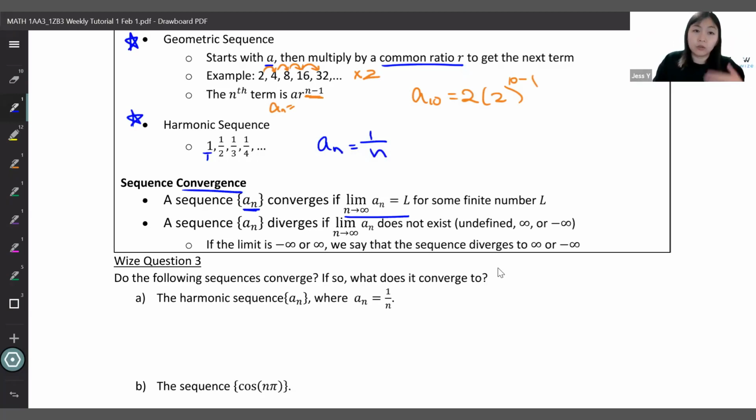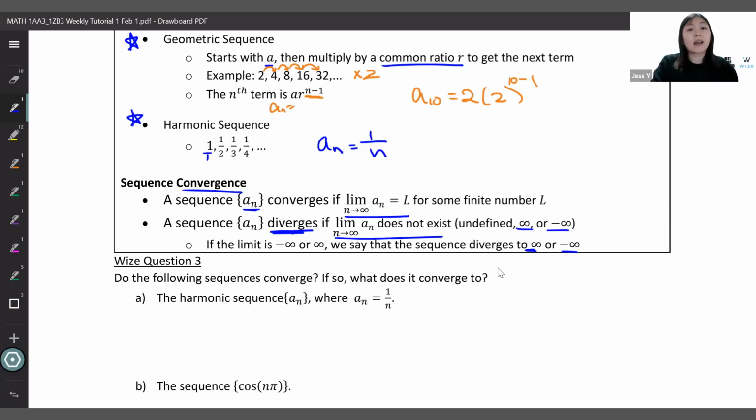And the opposite is true. If the sequence diverges, that means that the limit doesn't exist. So that could mean that I'm not approaching a single number. So let's say the terms bounce back and forth between -2, +2, -2, +2. If that happens, then it doesn't converge to a single number, then it diverges. It can also go to infinity. If the limit of each term goes to either positive or negative infinity, we say that the sequence diverges to positive or negative infinity. Okay.